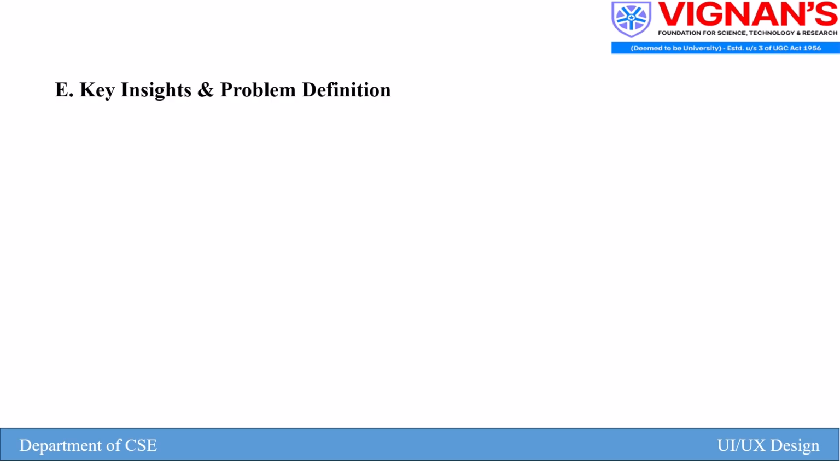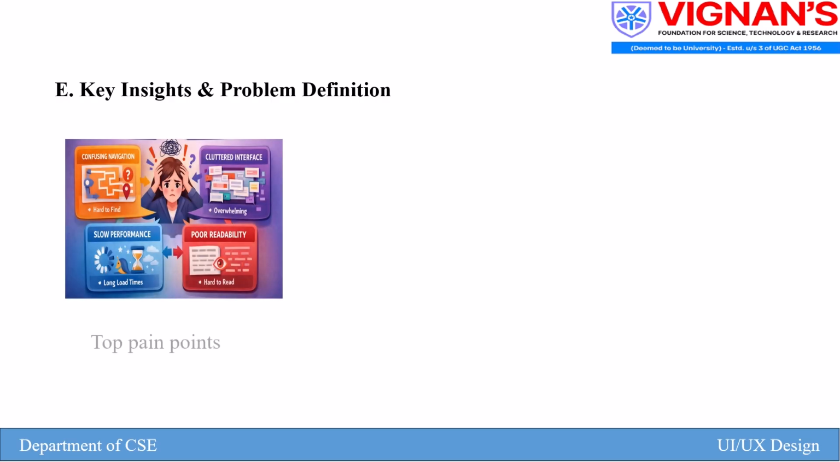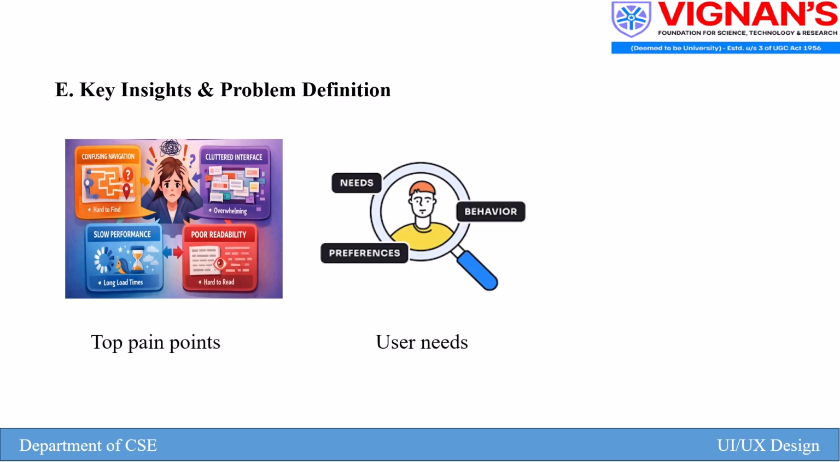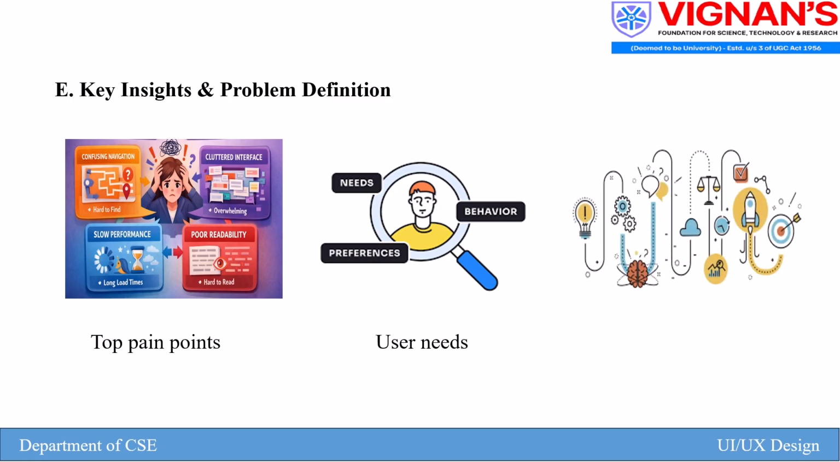This is the key insights and problem definition section. Top pain points summarize the main issues identified. User needs explain what users expect or require. Design opportunities highlight possible solutions to address these needs.